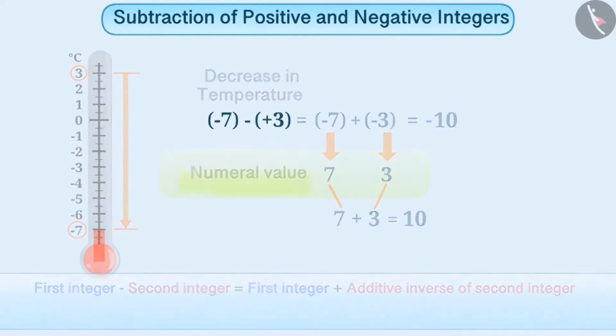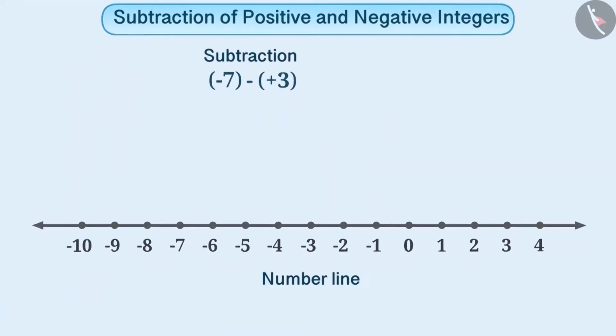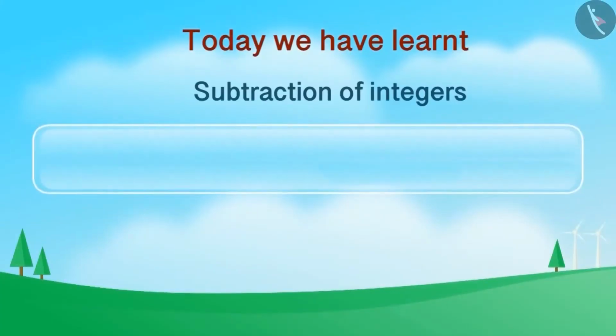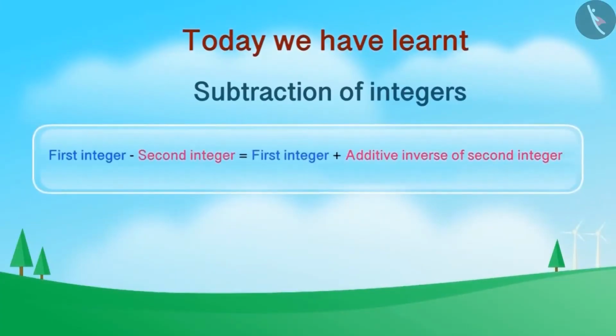In order to obtain the result of -7 minus +3 on the number line, first, we will convert it into the operation of addition, that is, -7 plus -3. The first number is -7, so we will move 7 steps towards the left of 0. The second number is -3, so we will again move 3 steps towards the left of -7. Thus, we reach -10. That means the result is -10. Today, we have learnt that whenever we need to subtract one integer from another integer, we need to add the additive inverse of the integer that is being subtracted to the first integer.